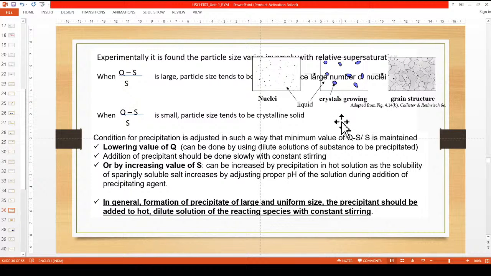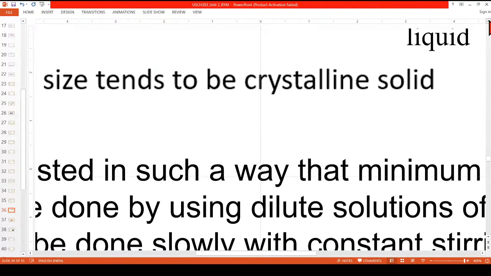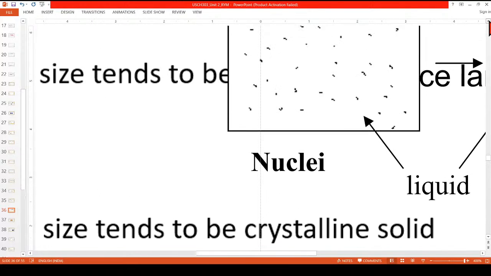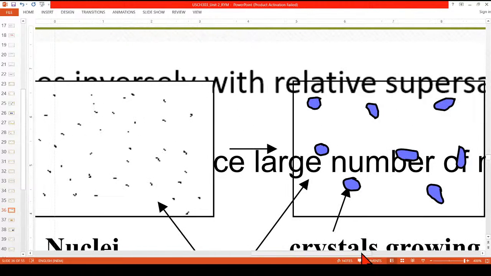But this is another method when you are adding your precipitating agent slowly. Okay, precipitating agent अगर आपने slowly add कर दिया, तो this is happening. You can see in both these images. एक में बहुत सारे क्रिस्टल्स है. ओके, एक में बहुत सारे छोटे छोटे न्यूक्लियाई फॉर्म हो गए.